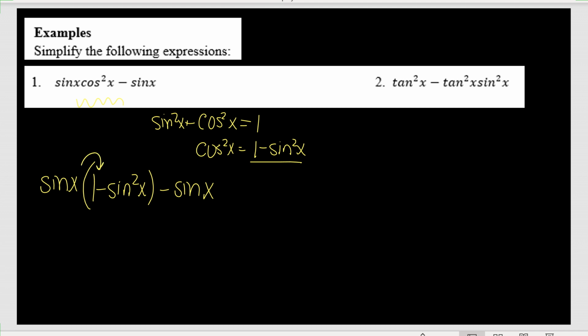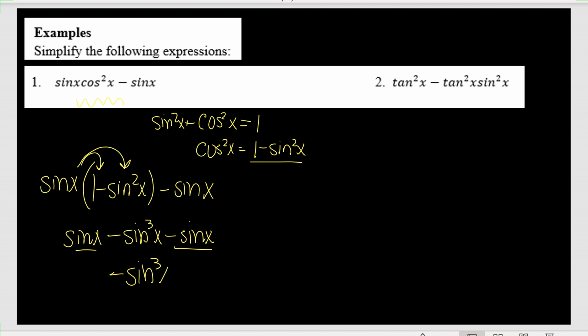Now we're going to use our distributive property. Sine of x multiplied by 1 is sine of x. Sine of x multiplied by a negative sine squared of x will give us a negative sine cubed of x, minus sine of x that's there. And I have a positive sine of x and a negative sine of x adding together to give me 0, leaving me with just the negative sine cubed of x term. That's it. That's all we got to do to simplify.